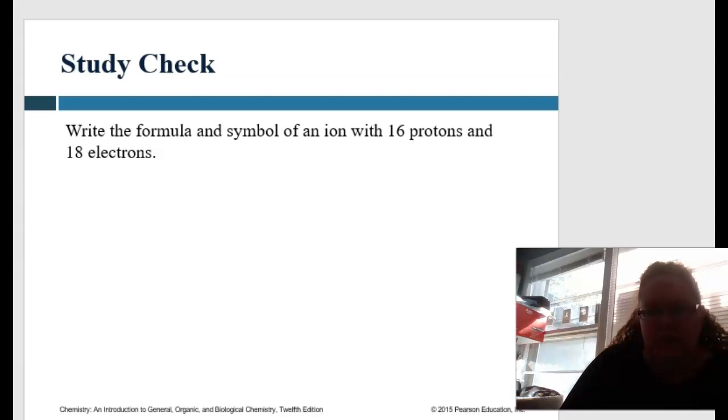So take a second and solve this question. We're going to write the formula and symbol of an ion with 16 protons and 18 electrons. Okay, so pause me.